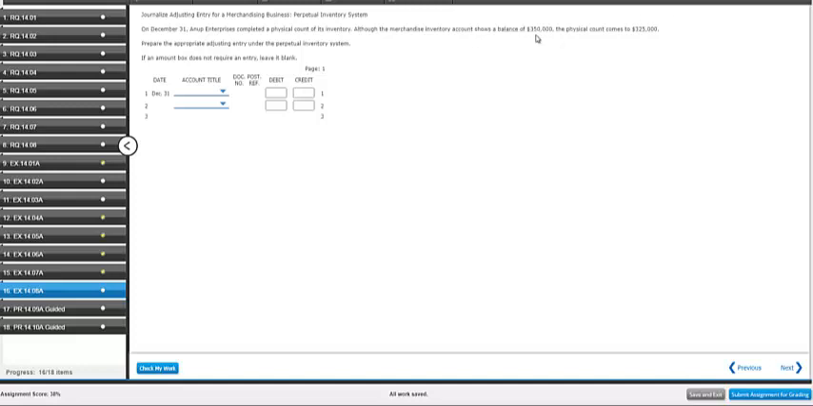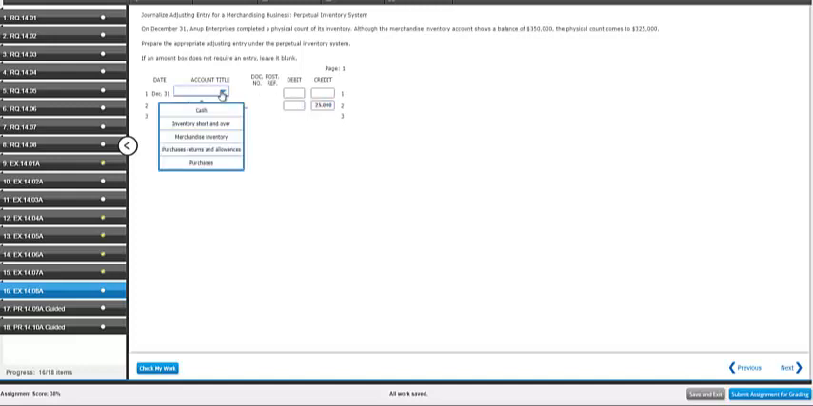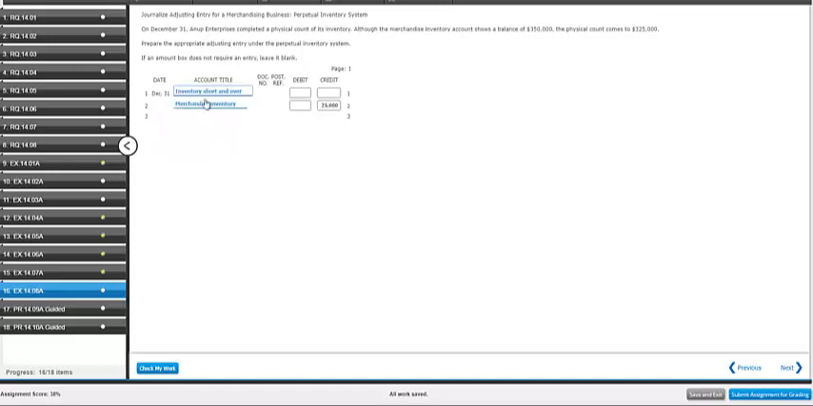Our account is too high, so to get it to agree with our physical count, we need to bring the merchandise inventory account down by $25,000, and then that difference goes into an account called inventory short and over.